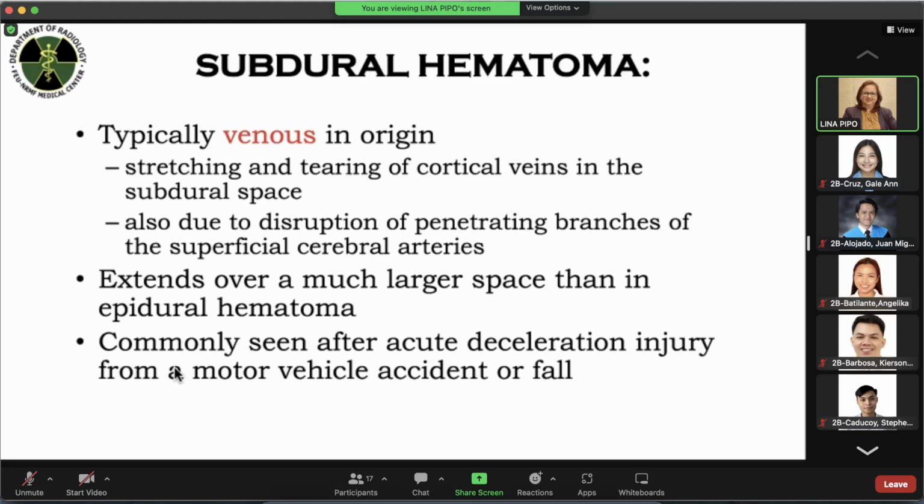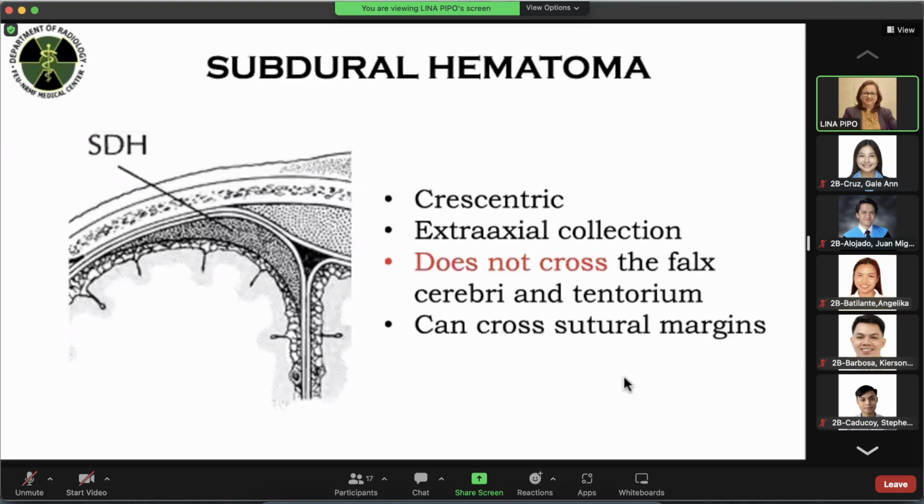It is commonly seen after acute deceleration injury from a motor vehicle accident or even a fall. So this is an example of your subdural hematoma. The shape is crescentic. It is also extraaxial, just like our epidural. It does not cross the falx. So here's the falx. It does not cross the falx, but it does cross the sutural margins.